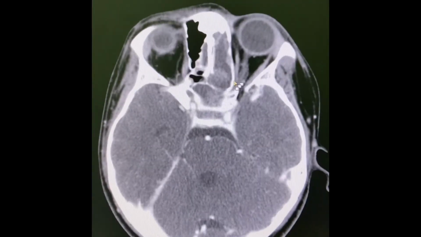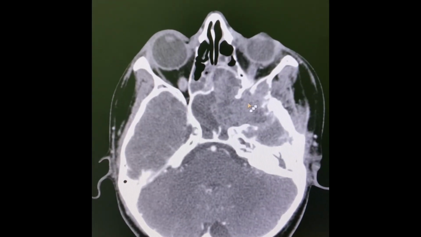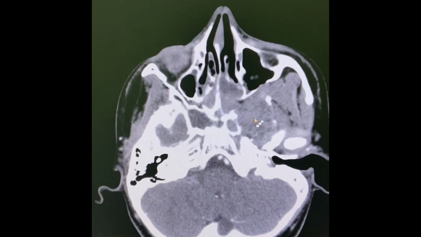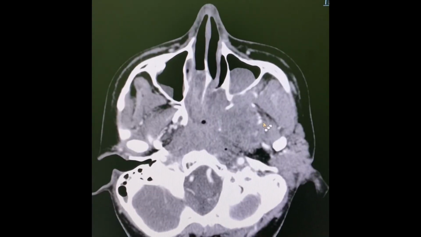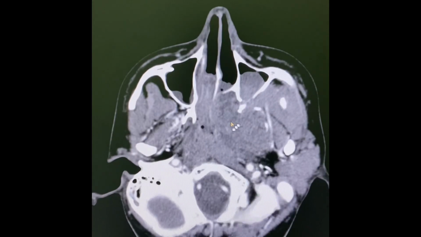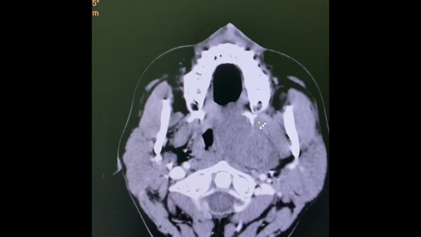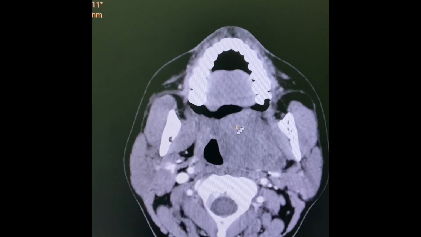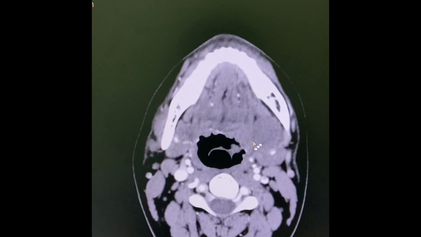These are axial sections of the same patient showing both the orbits over here, involvement of ethmoid sinuses, greater wing of sphenoid eroded. There is intracranial extension, but the tumor is extradural. Then these are the pterygoid muscles. This is the mandible. Extension of the tumor into the nasopharynx, greater wing of sphenoid and pterygoid plates eroded. This is the parapharyngeal component extending into the infratemporal fossa as well.